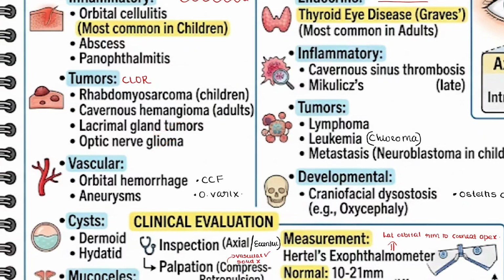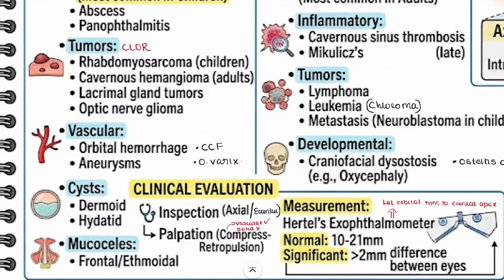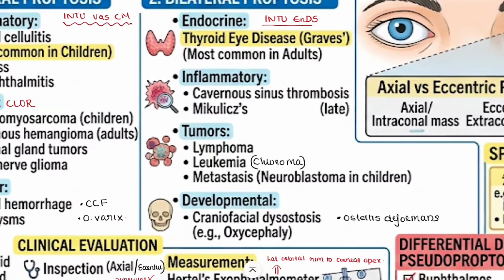Now, what are the vascular causes? Orbital hemorrhage, aneurysm, cavernous sinus fistula and also orbital varix. Now CM, C for cyst and M for mucosal. Cysts are dermoid cyst and hydatid cysts, and mostly the mucoceles of frontal and ethmoidal sinus cause unilateral proptosis.